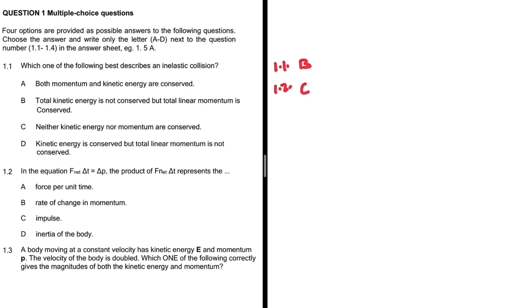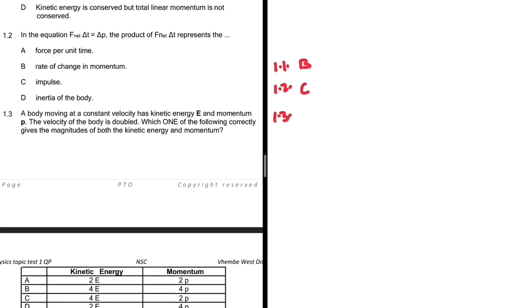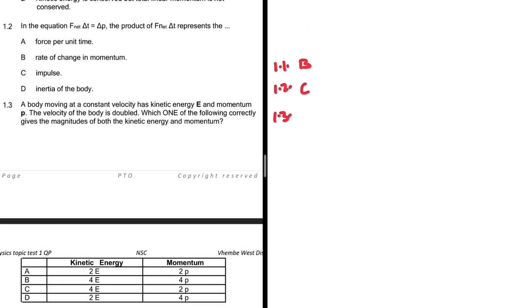But things get interesting when we go to 1.3 and 1.4. Take a look at 1.3. So a body is moving at a constant velocity and has kinetic energy E and momentum P. The velocity of the object is doubled. Which one of the following correctly gives the magnitudes of both the kinetic energy and momentum? Right, so it has the velocity v initially, and it is then changed to 2v.